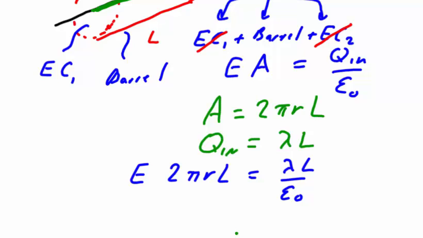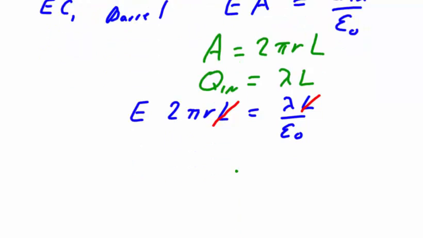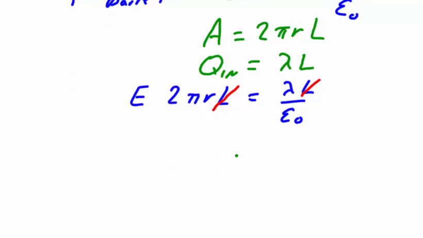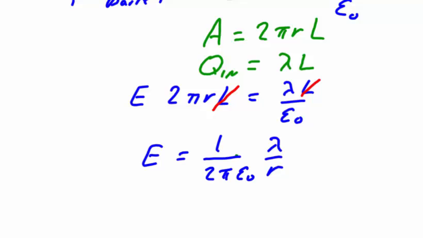In this case, we find that E times the area of 2 pi RL is equal to Q in, which is lambda L divided by epsilon naught. The L's, as we had hoped, do cancel from this formula. That gives us confidence that we're doing this calculation correctly. And then we were able to solve rather simply to find the electric field. The result we get is 1 over 2 pi epsilon naught lambda over r.